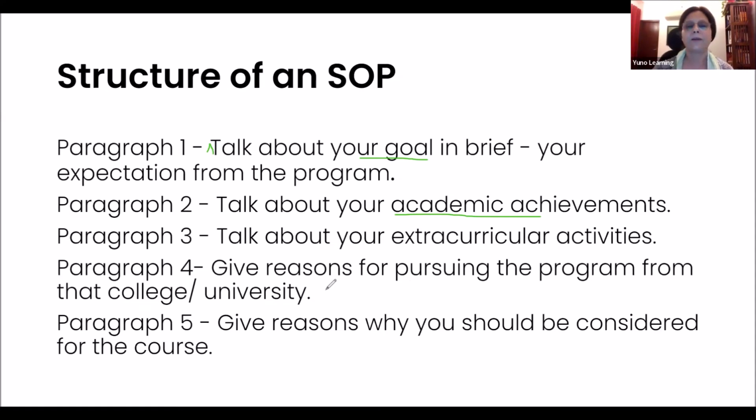Next paragraph. If you work somewhere, you have acquired certain skills. So there are certain skills that you have. That's your USP, your unique selling proposition. Something that you have, the others may not have. Something because of which you should be given preference. So give reasons why you should be considered for the course.